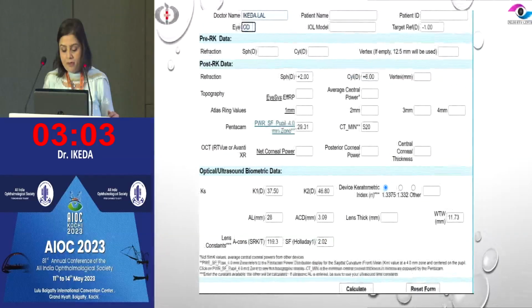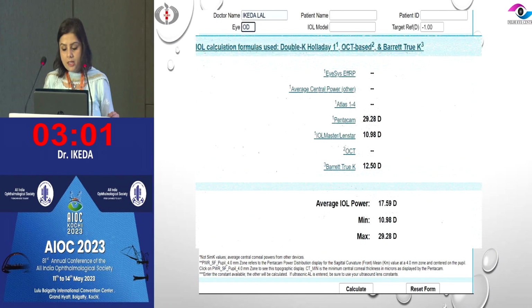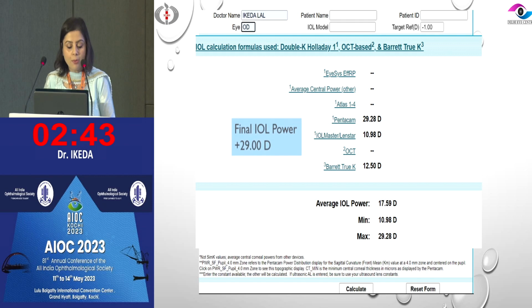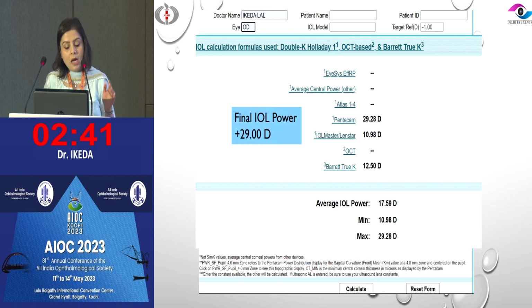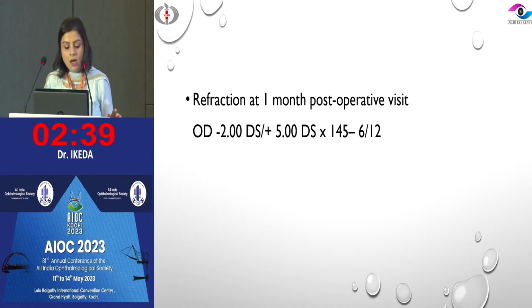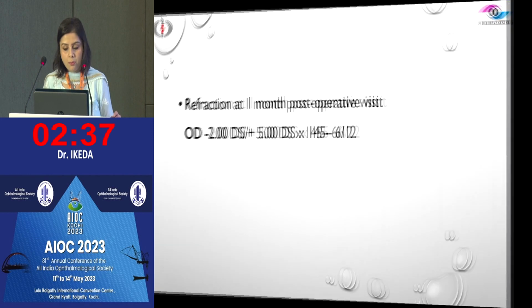And when we feed it into the ASCRS calculator, look at the difference here. The IOLMaster and the LENSTAR are giving us a completely different reading from the Pentacam reading. But if we had missed all of these findings, if we had not looked at the topography, we would have landed up with an absolutely gross refractive error in this patient and a huge hyperopic surprise. So we implant 29 diopters of IOL here, and this is the refraction at 1 month post-op.